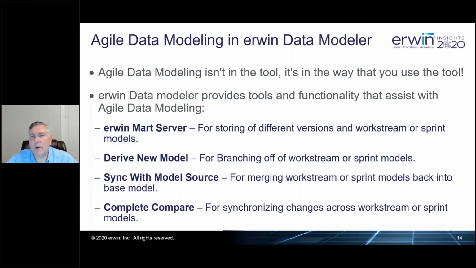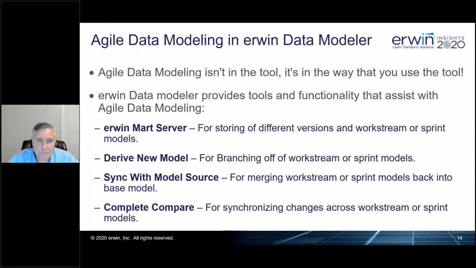So let's have a look quickly at Agile data modeling in Erwin Data Modeler. I think this is an important statement I've put out here. Agile data modeling isn't in the tool. Erwin is not an Agile data modeling tool, but then there is no Agile data modeling tool. Agile is in the way we actually use the tool. It's the process and the procedures we put behind the tool that make it Agile. So Erwin actually can do it for us, but we need to build those processes and procedures to make it Agile.